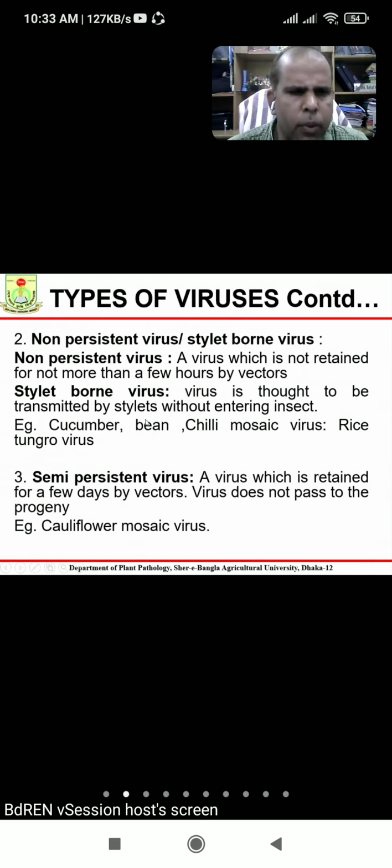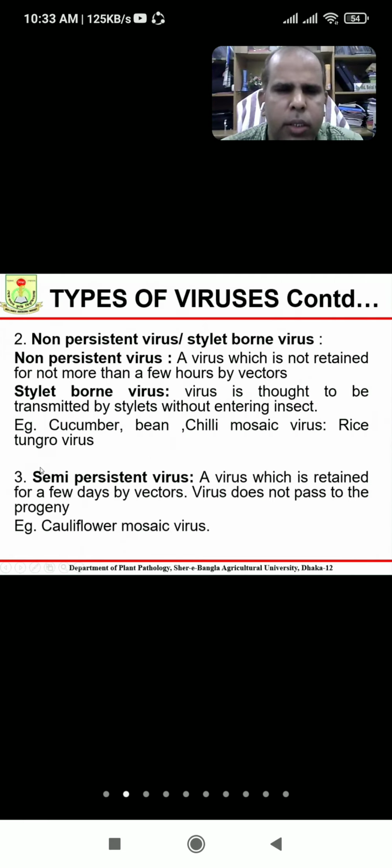For example, the cucumber mosaic virus we will study today, bean mosaic virus that we also study today, chili mosaic virus, and rice tungro virus that you already studied in level 3 semester 2. So these are examples of non-persistent or stylet viruses.